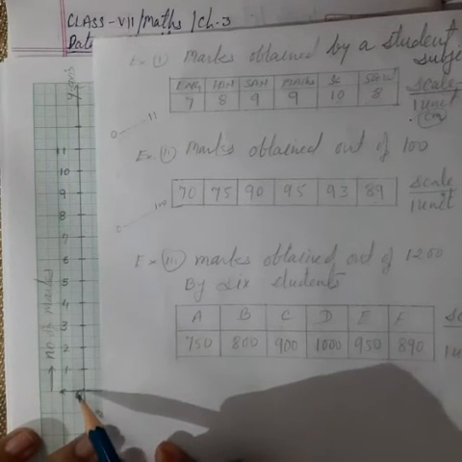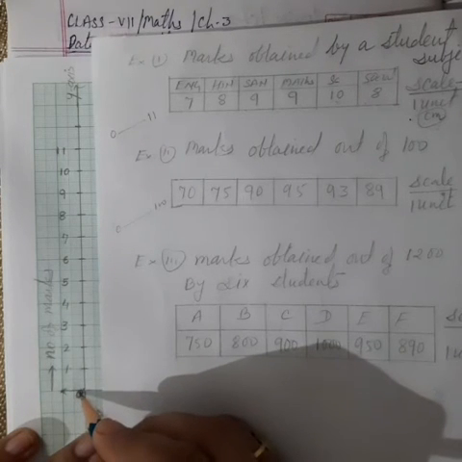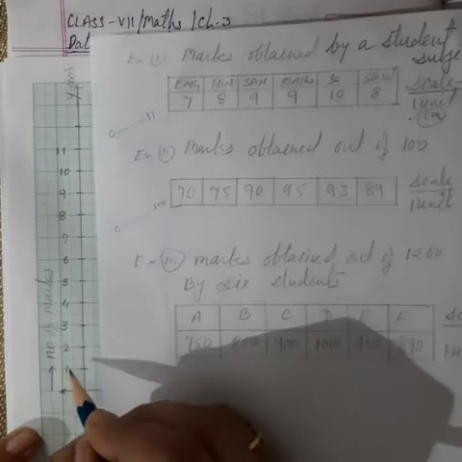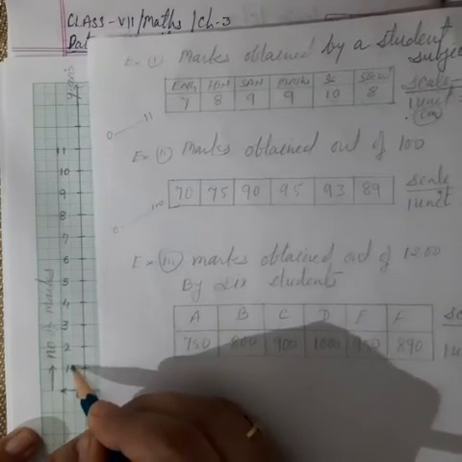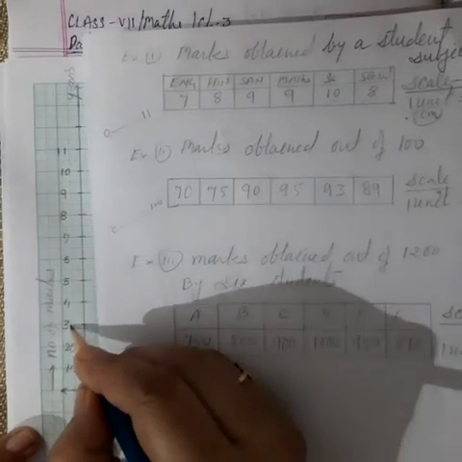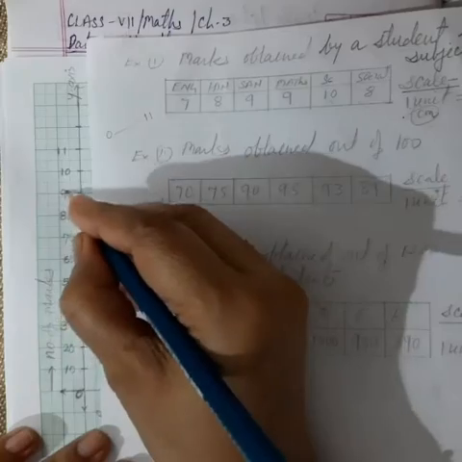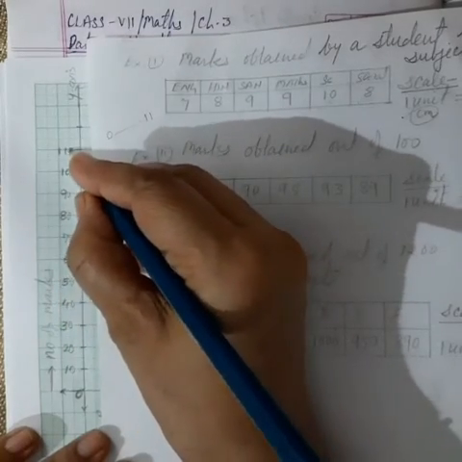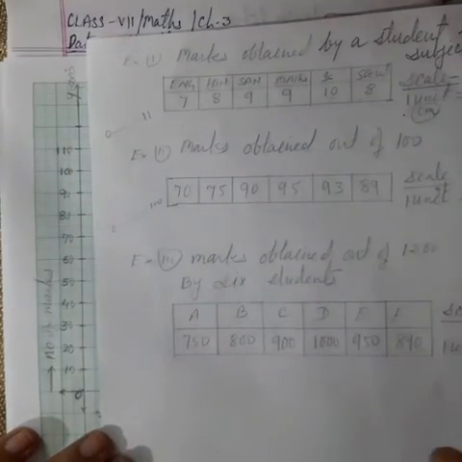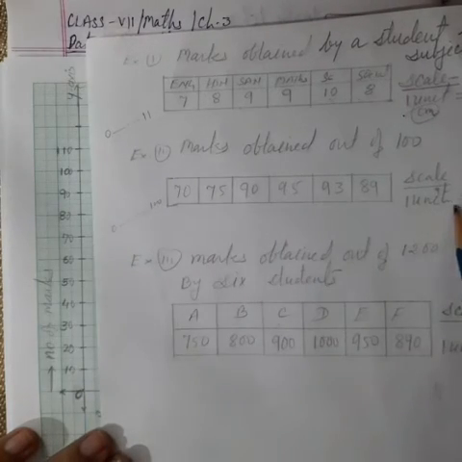Now here we will write the table. Here always we have to start with 0 and 10. So we will write the table of 10 here: 10, 20, 30, 40, 50, 60, 70, 80, 90, 100 and 110. Now see, we can plot these numbers.